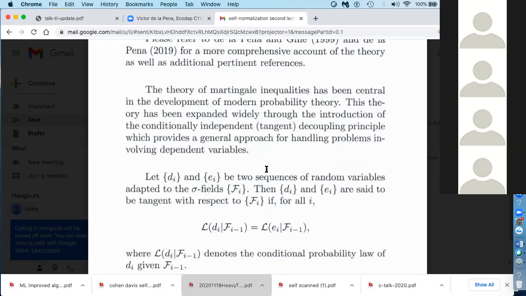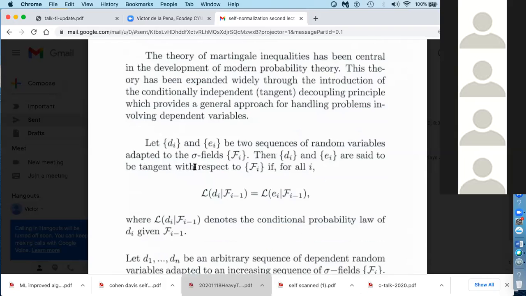So here we are going to first introduce a definition. Two sequences D_i, E_i of random variables adapted to the sigma fields F_i. So I'm assuming that there exist two sequences of random variables. Then D_i and E_i are said to be tangent with respect to F_i if, for all i, the conditional distribution of D_i given the past is equal to the conditional distribution of E_i given the past.